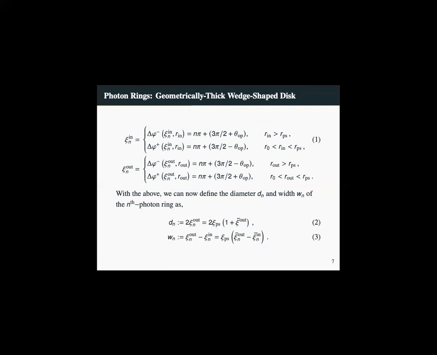So we can also define the diameter of the ring to be just two times the location of the outer edge of the ring, and the width to be just the difference between the outer and the inner edge of the nth ring. And what I'd like to impress on you, which almost everybody here may already know, is that the outer edge of the photon ring is just the nth order image of the outer edge of the emitting region itself, and vice versa for the inner edge.